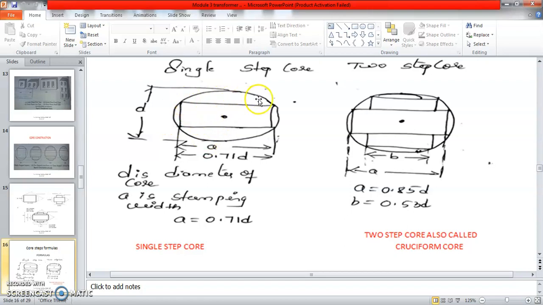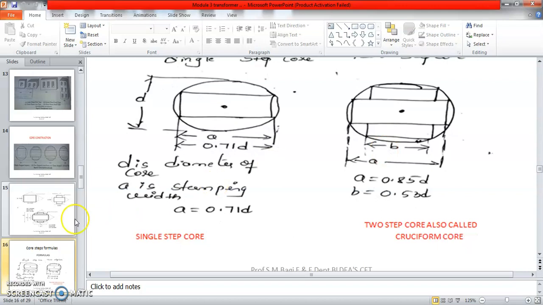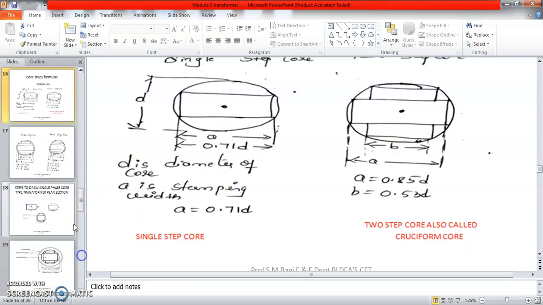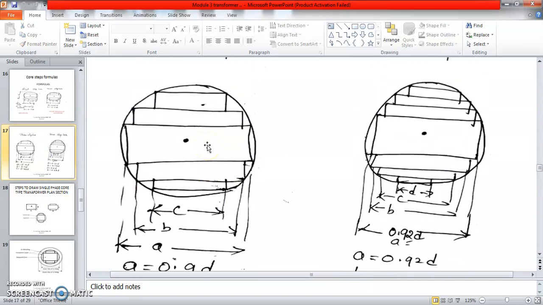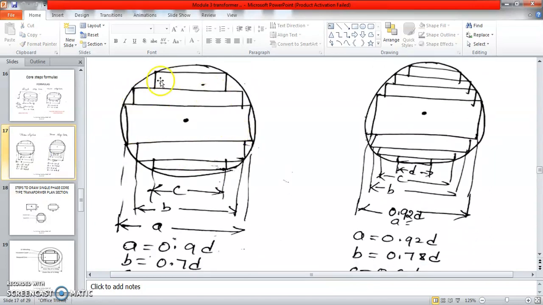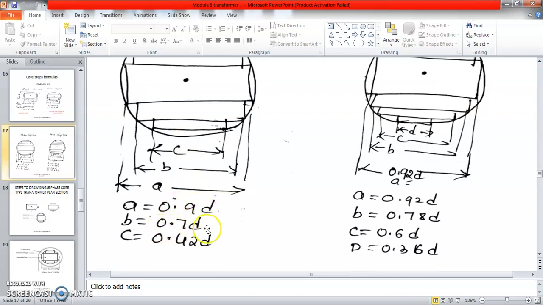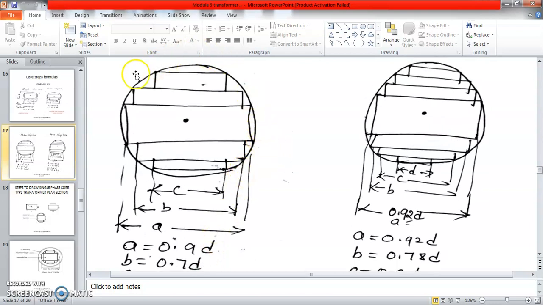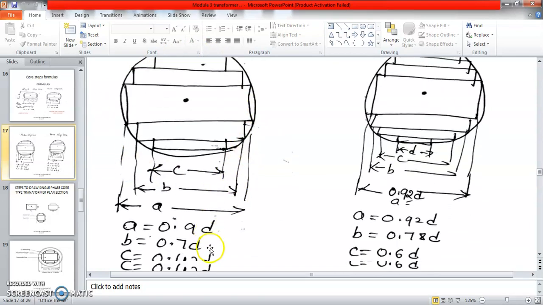This is actually a square box, not rectangular, it's exactly square, so both sides will be the same. A is equal to 0.71D, exactly a square box you will get. The diagram is there, but it is exactly a square box A. And these are the A and B stamping values. The two step is also called the cruciform core. Then similarly three step, four step. Three step formulas: largest stamping, middle stamping, smallest stamping. A is equal to 0.9D, B is equal to 0.7D, C is equal to 0.42D. In a problem, if they specify the diameter of the core D, for example 24 centimeter, then find out the A value.